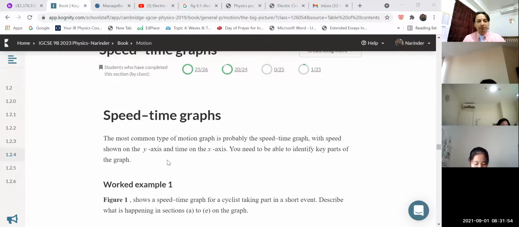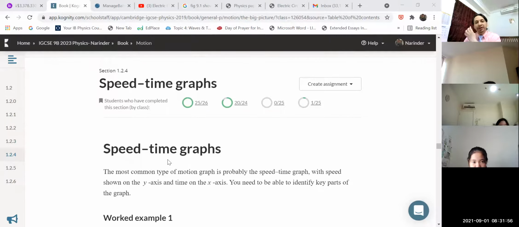And then the second category of graph is, children, the speed time graph, speed versus time graph. Now, what is a speed time graph again, children? A graph between speed versus time. When you plot a graph between speed and time, that graph is called the speed and time graph. It means you take the independent quantity, time, along the x-axis, and the dependent quantity, speed, which depends on time, along the y-axis.